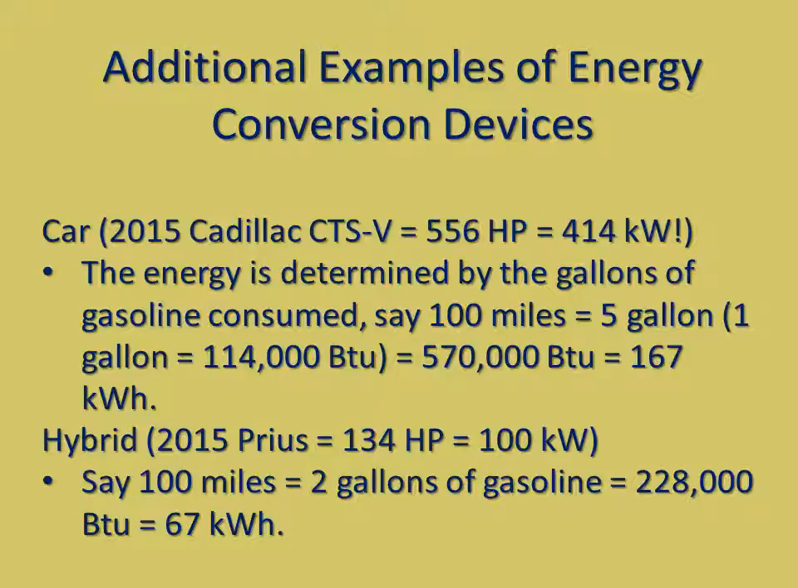So now take into contrast a 2015 Toyota Prius. This vehicle has a power rating of 134 horsepower, which is about 100 kilowatts. That same 100 miles would only require 2 gallons of gasoline, given that a hybrid Prius gets about 50 miles per gallon. So that's a total of 228,000 BTUs, or 67 kilowatt hours.